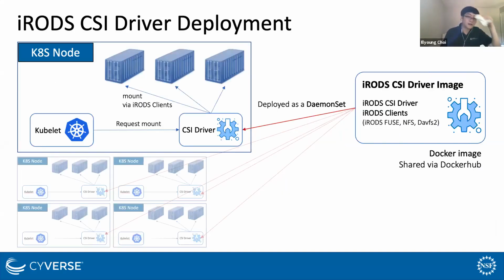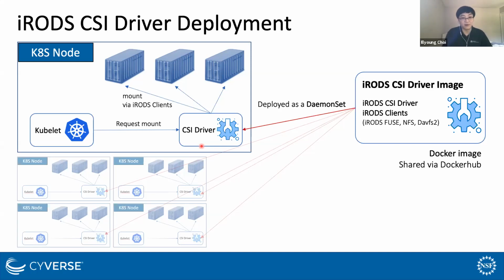iRODS CSI driver is packaged in a Docker image. iRODS CSI driver image contains all necessary softwares in it, such as the driver and iRODS clients. iRODS CSI driver will control iRODS clients to provide iRODS access. iRODS CSI driver is then deployed in a Kubernetes cluster as a daemon set, which runs as a daemon on each Kubernetes node.